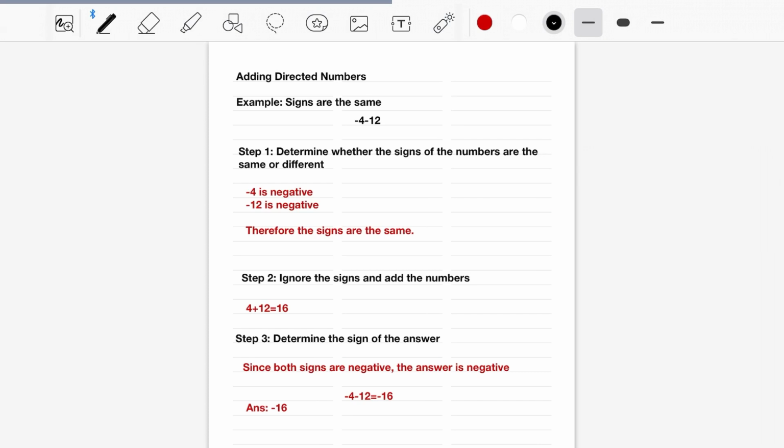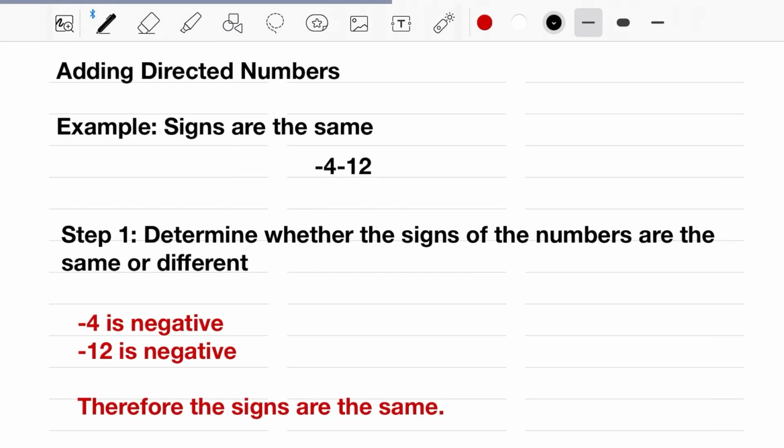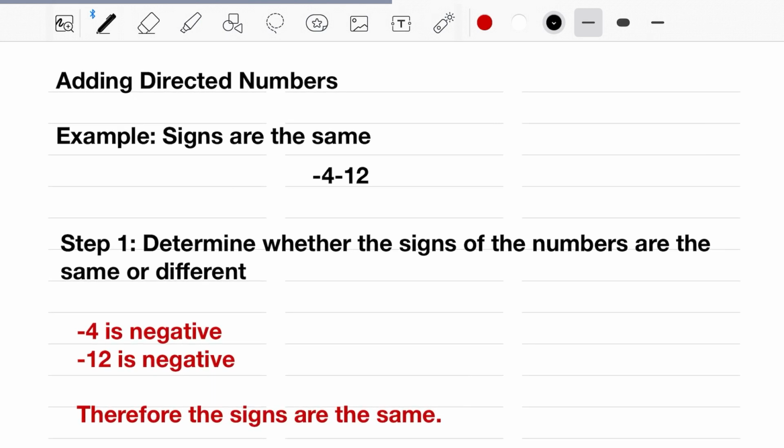Now I'm going to introduce you to the rules, and these rules are dependent on whether the two numbers you are adding or subtracting are the same sign or if they have different signs. In this case, we will look at an example where the signs are the same. So the question we have here is minus 4 minus 12.